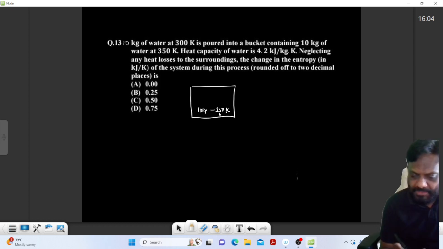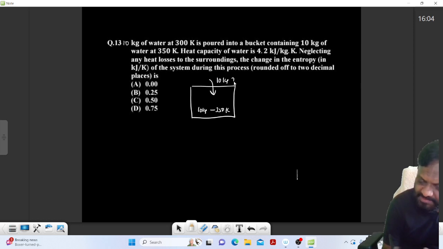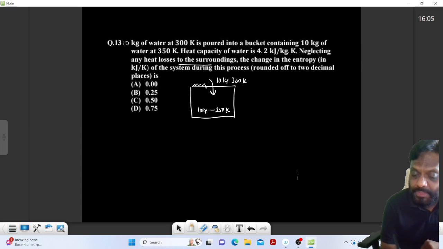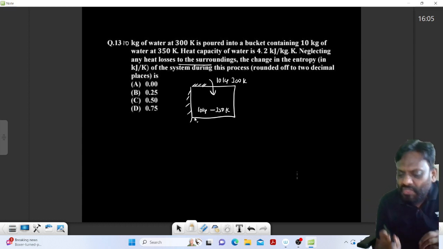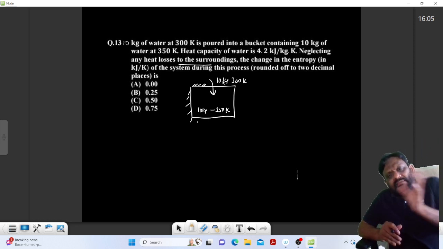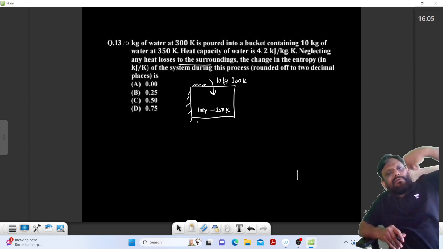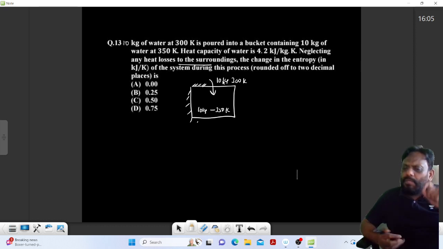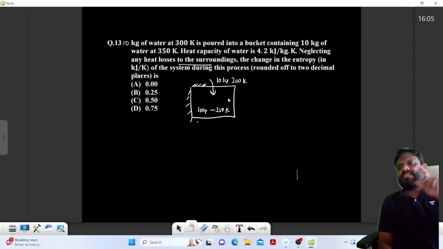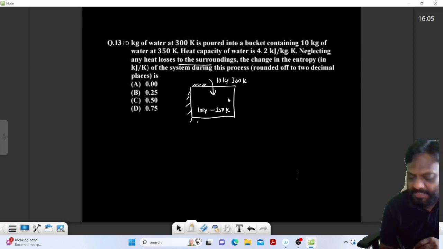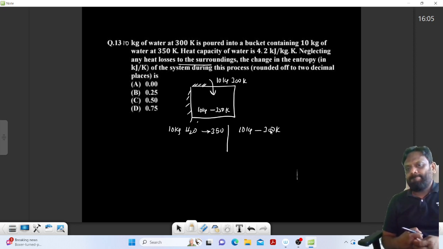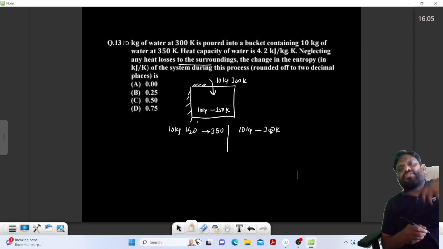Now, you know, my dear students, again 10 kg water is poured at 300 Kelvin. Neglecting any losses to surroundings, मतलब surroundings से कोई losses नहीं. देखो, now in a bucket we have 10 kg water at 350, and we have poured 10 kg water at 300. Even though the masses are same, temperature is not same. So finally, it will reach equilibrium. There are two systems here. One is 10 kg water at 350. The other is 10 kg water at 300. सुनो carefully. Finally, both reach equilibrium temperature. Whatever one system is losing, other is gaining.